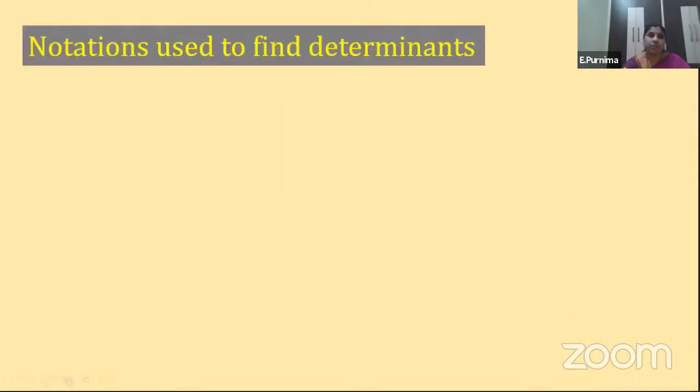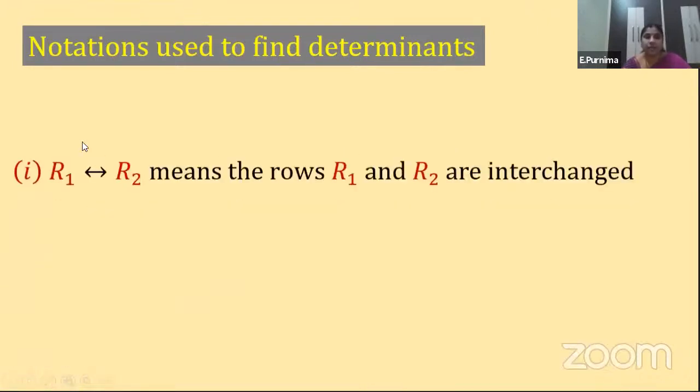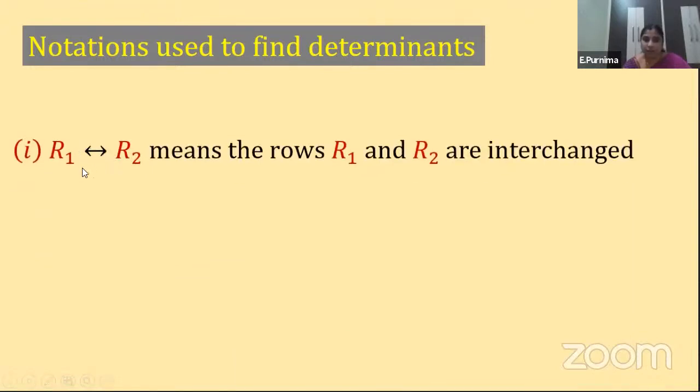Now the important notations that we use to find determinants. While finding the determinants, we use some important notations, children. What are they? Let us see. First one is, if the symbol is like this, a double-sided arrow, R1 double-sided arrow R2, this is the symbol we use, children. This means R1 and R2 are interchanged. The meaning of this is what? R1 comes into R2's place, R2 goes to R1's place. The meaning of writing like this is that R1 and R2 are interchanged.